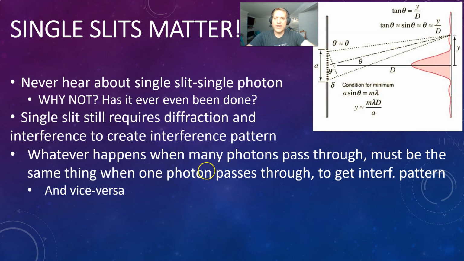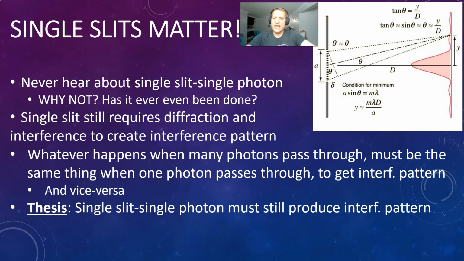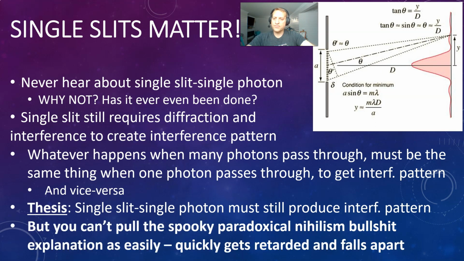And vice versa, right? So whatever's happening when one photon passes through at a time, like in the double slit experiment, to get the interference pattern, that must be the same thing, the same mechanics occurring to get the interference pattern as when a bunch are going through, right? Has to be the same process. So how do you explain that, right? So thesis: the single slit, single photon case must still produce an interference pattern, right? It must still. That's never been demonstrated to my knowledge.